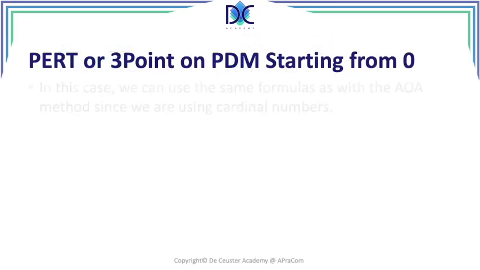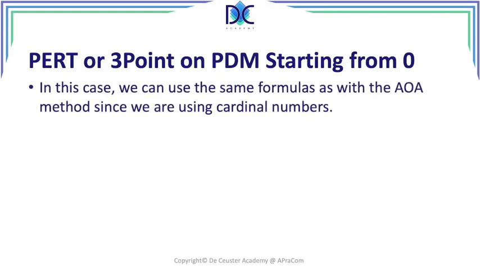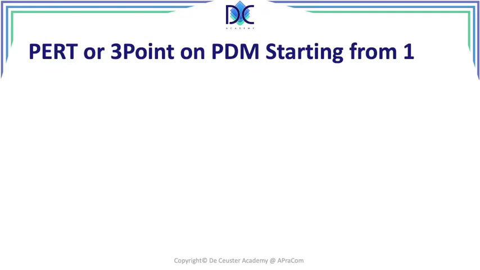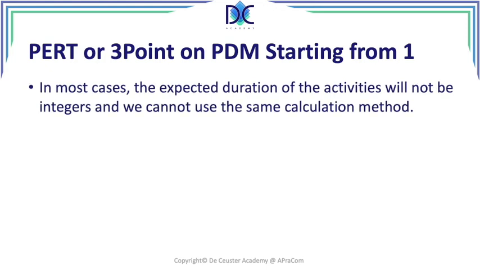So when we look at the 3-point PDM starting from 0, we're using cardinal numbers. Like I showed before, we can find all these elements quite easily, and we can calculate the critical path very easily. And you see in the bottom graph the 3 activities A, D, and G with a detail of the calculation. Now, when we go to a PERT or 3-point starting from 1, we cannot use those formulas anymore because there is a problem with the calculation and it would not lead to the correct result.